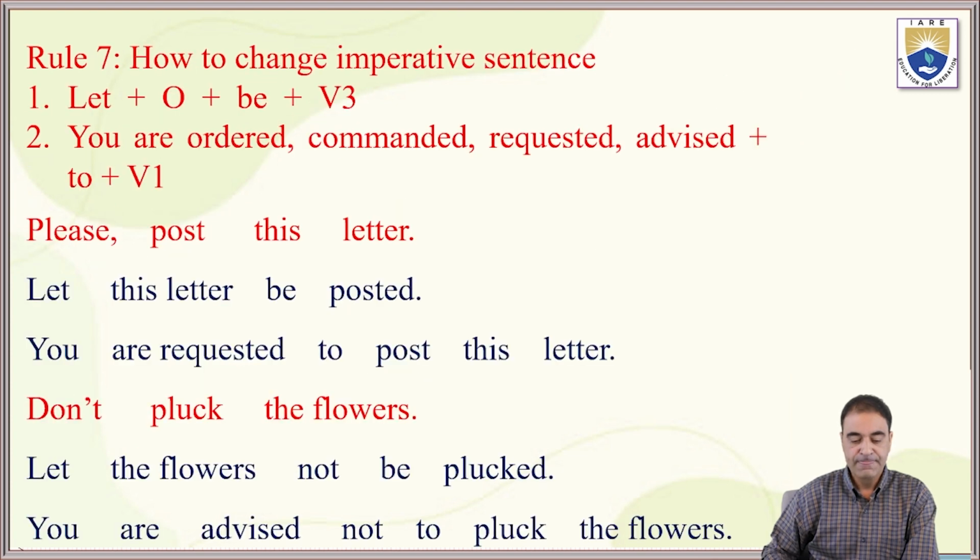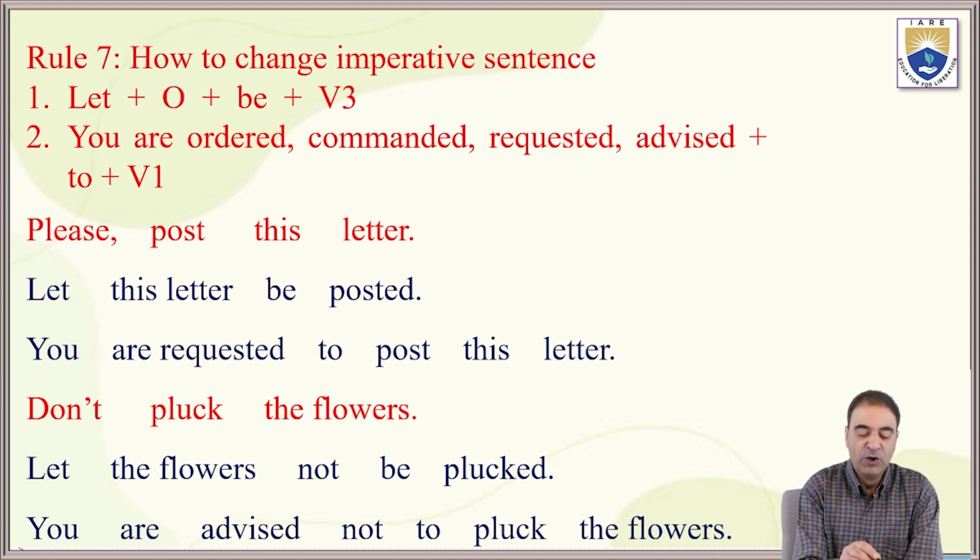Now, the next one is how to change imperative sentences. There are two ways in which we change imperative sentences. The first one is we introduce let plus object plus be plus verb in third form. And the second method is we introduce a phrase like you are ordered, if it is an order. If it's a command, then commanded. If it is a request, then requested. If it is advice, then advised. Plus to plus verb in first form, that is infinitive.